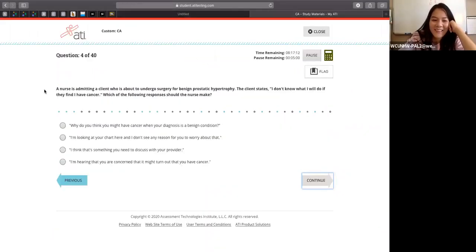I agree. Okay, a nurse is admitting a client who is about to undergo surgery for benign prostatic hypertrophy. The client states, I don't know what I will do if they find that I have cancer. Which of the following responses should the nurse make? Why do you think you might have cancer when your diagnosis is benign? I'm looking at your chart here. I don't see any reason for you to be worrying about that. I think that's something you need to discuss with your provider. I'm hearing that you are concerned that it might turn out that you have cancer.